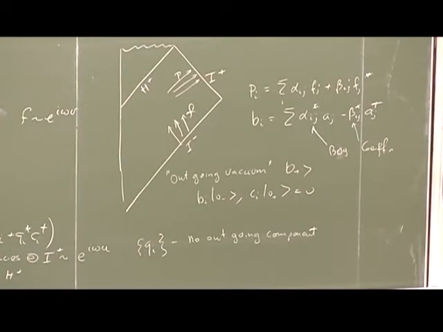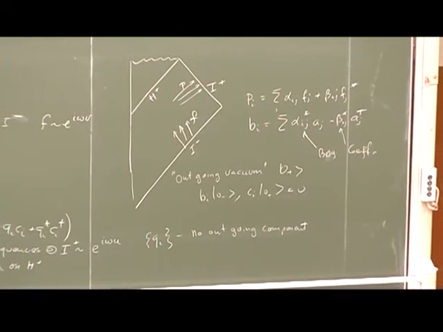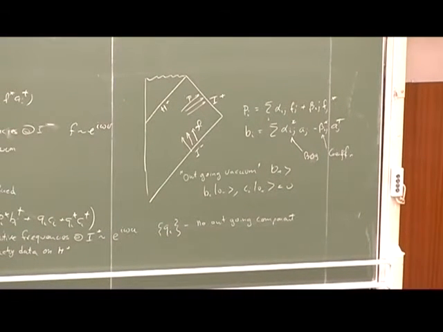Now, let's think about what we found. In this case, the betas generically will not be zero, right? They will not vanish. Okay? So what does it mean in terms of what an observer at infinity will see?